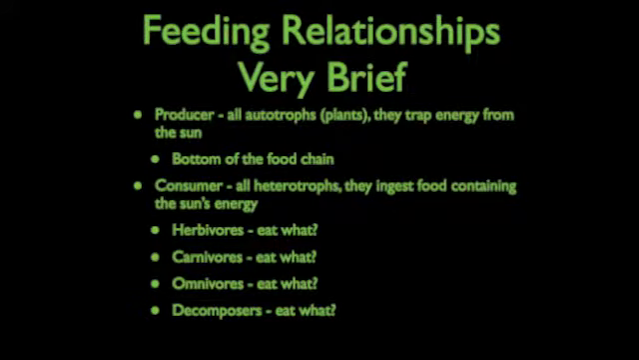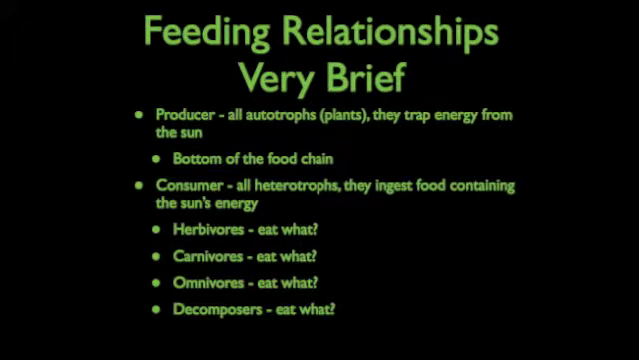As living organisms, we are classified by what we eat. A producer, which is also known as an autotroph, traps energy from the sun. They are placed at the bottom of the food chain. So what are some examples of producers? You could come up with quite a few. It's mainly going to be some kind of plant for the most part.